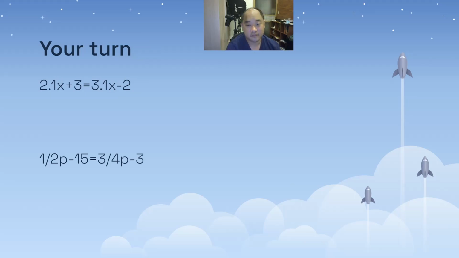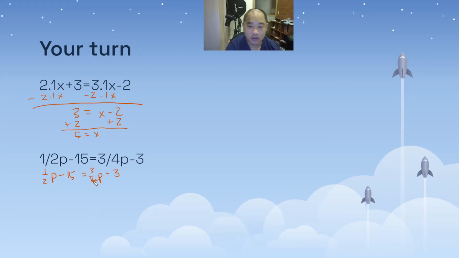I'm going to want a calculator for these. Maybe. Maybe not. Let's see if I can do it without making mistakes. 3 equals x minus 2 plus 2. 5 equals x. Here we have 1/2 p minus 15 equals 3 over 4p minus 3.